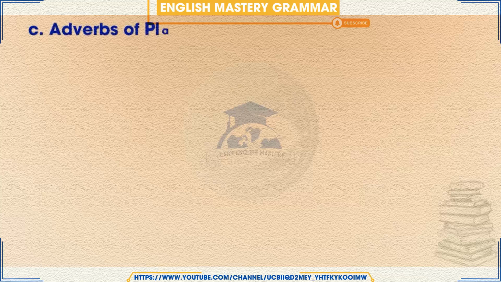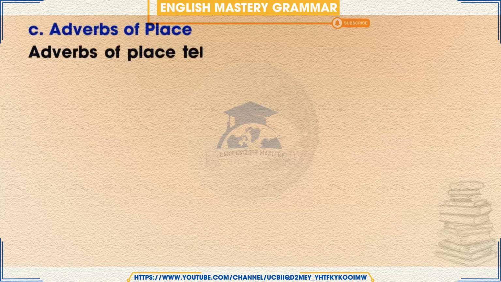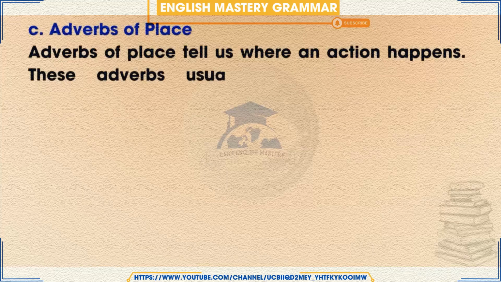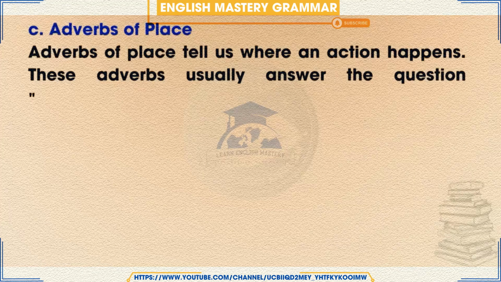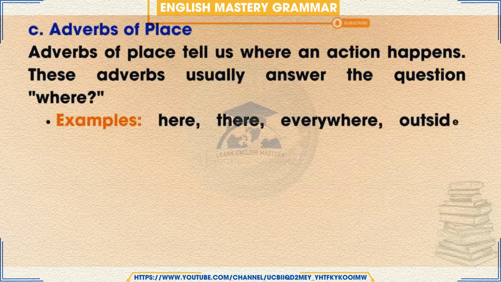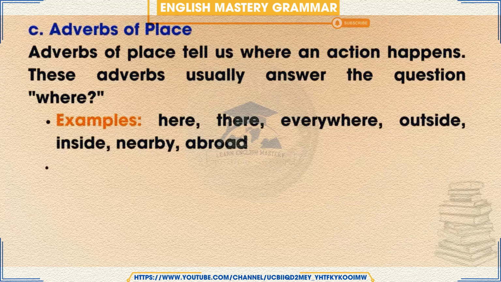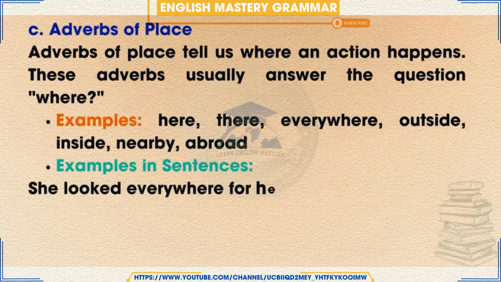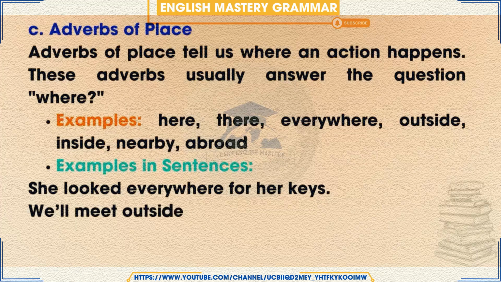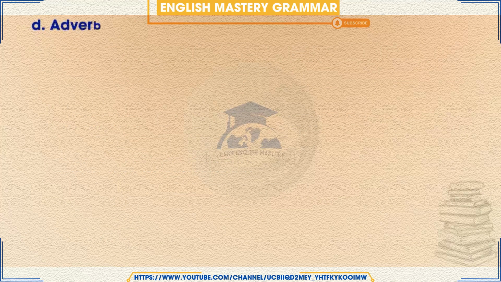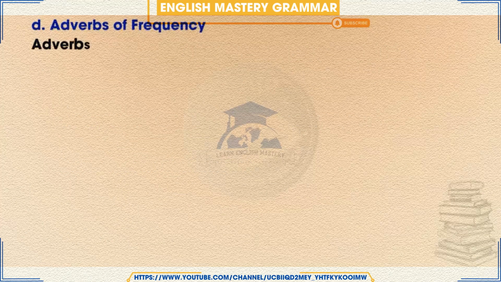C. Adverbs of place. Adverbs of place tell us where an action happens. These adverbs usually answer the question, where? Examples: here, there, everywhere, outside, inside, nearby, abroad. Examples in sentences: she looked everywhere for her keys. We'll meet outside the cafe. They live nearby.